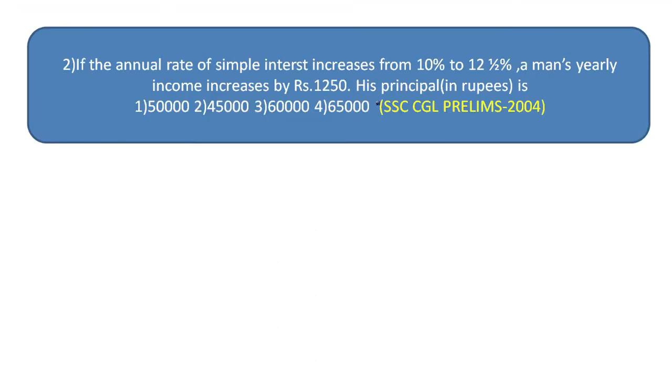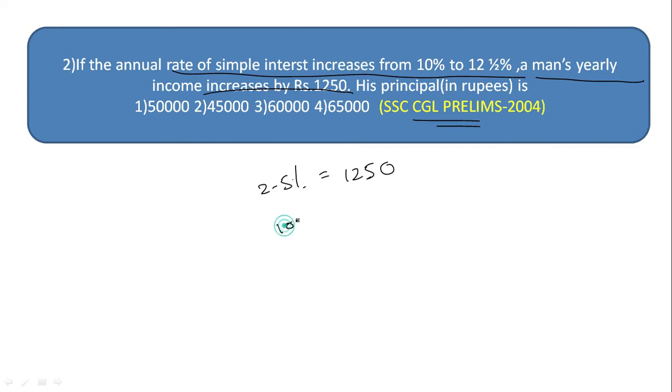Next question is, this is CGL prelims question 2004. If the annual rate of interest increases from 10% to 12.5%, a man's yearly income increases by 1250 rupees. Rate of interest has increased by how much percent? 2.5% increased. So the man's income also got increased by 1250. So that 2.5% is equal to 1250, right? And what they have asked is principal.